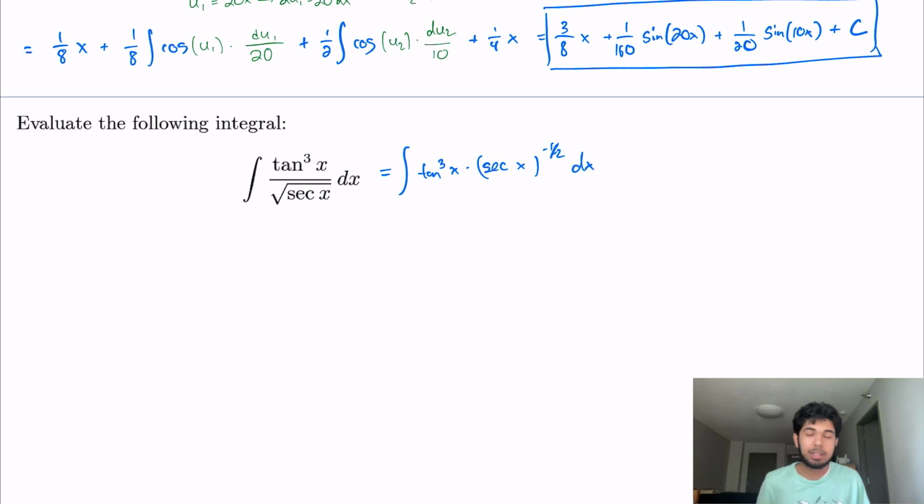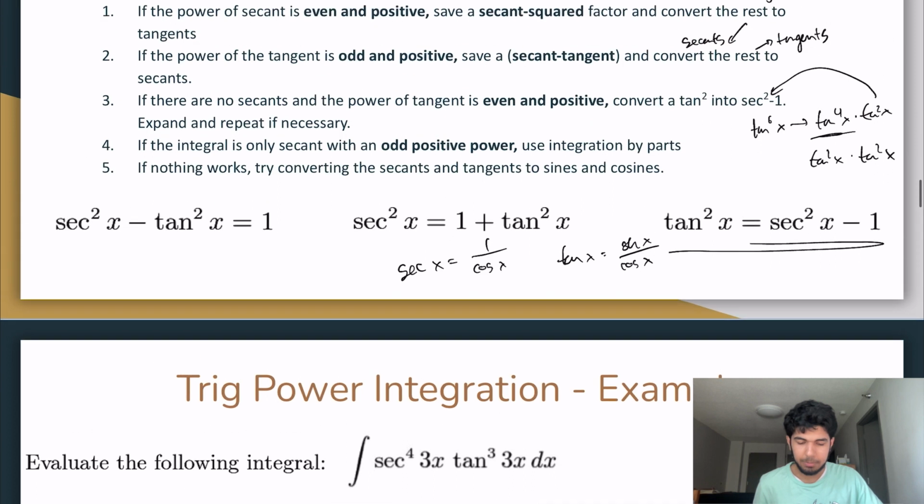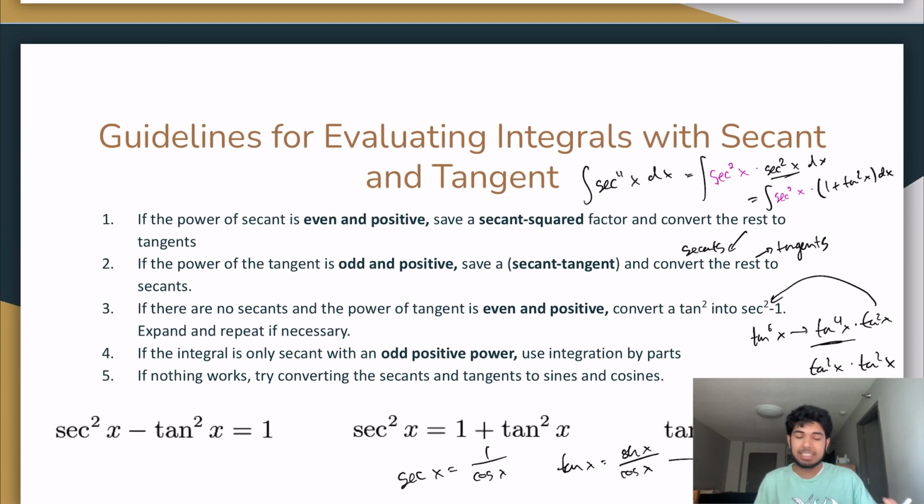dx. Now let's look at our guidelines and see what to do. Remember, the guidelines really focus on the power of the term, so let's remember that the power of tangent is 3, the power of secant is negative 1/2. Scroll back up. If the power of secant is even and positive, it's not, it's negative 1/2, so we ignore guideline 1. If the power of tangent is odd and positive, it's 3, so it is. Save a secant tangent and convert the rest to secants.